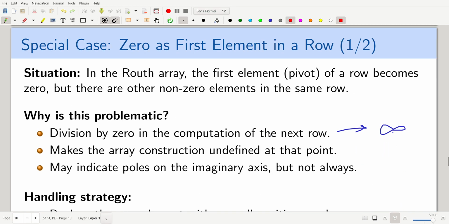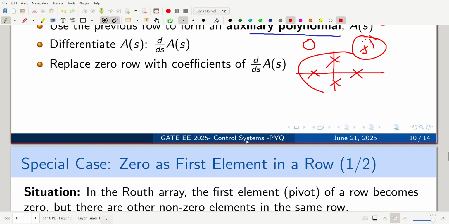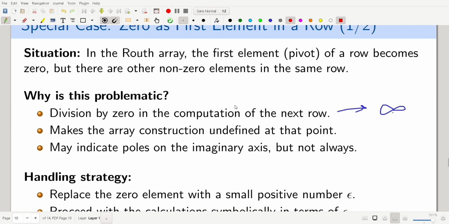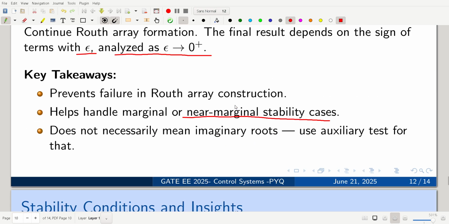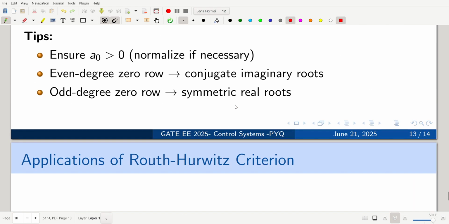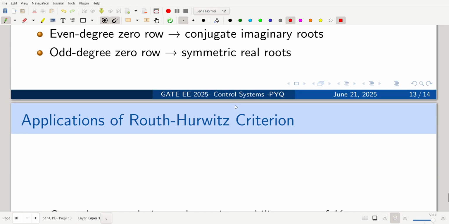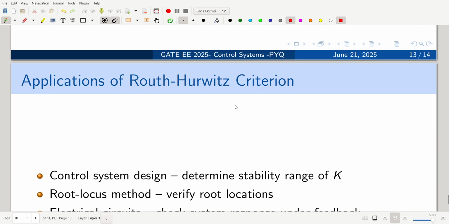So basically the Routh criterion is very helpful: rather than finding the explicit number of poles, we can determine the stability and find the range of variation, how large we can increase the gain so that the system remains stable, because when we design controllers like proportional control or PI control, we need to ensure this.